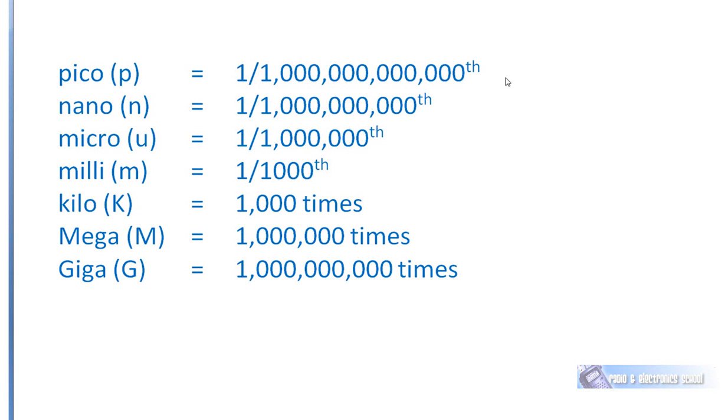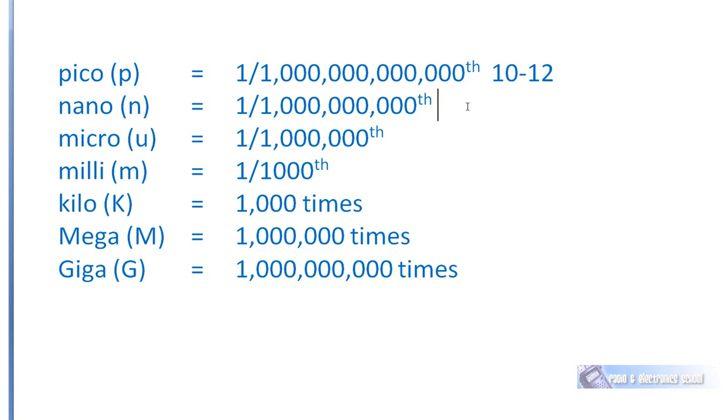The shorthand technique for writing pico is 10 to the power minus 12. That should be a superscript. I'll superscript that in a moment. But it should be 10 to the minus 12, because 10 to the power minus 12 means 1 millionth of 1 millionth. Why? Because there are 12 zeros there. That makes it a millionth of a millionth. And the shorthand technique for writing pico then is 10 to the power minus 12.